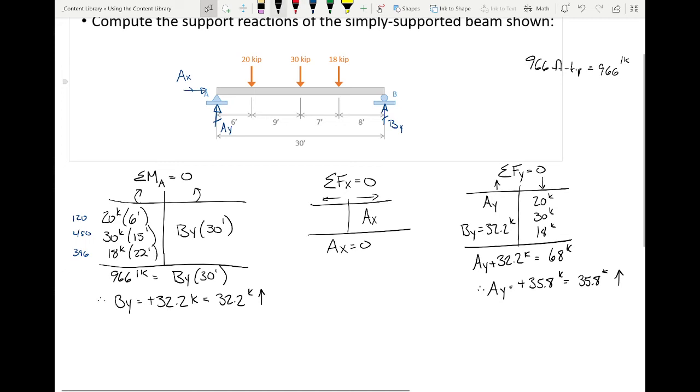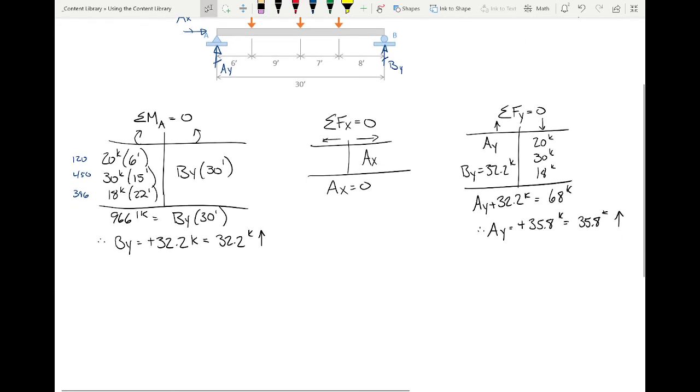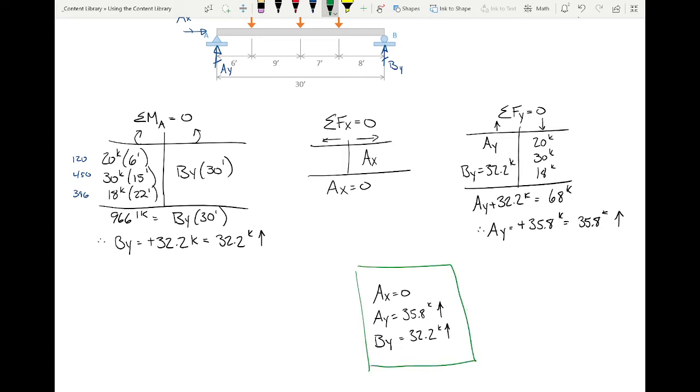What I kind of like to see at the end, and I scrolled down a little bit, is a summary. So we know that Ax is 0, Ay is 35.8 kips going up. By is 32.2 kips also going up. And then maybe circle that and say answers. That makes grading a whole lot easier. The problem is, what are the reactions? Those are the reactions. That's the answer.